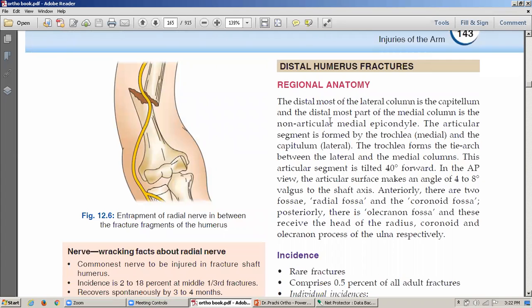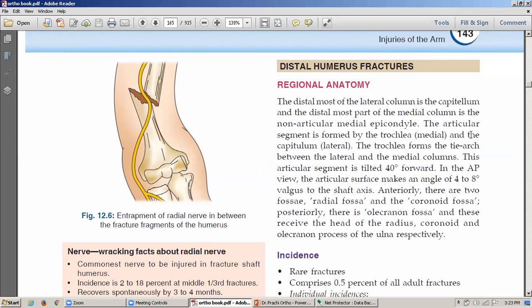Then distal humerus fractures. Firstly we saw the proximal humerus fracture, and now the second part, the distal humerus fracture. The regional anatomy shows that the distal-most part of the lateral column is the capitulum, and the distal-most part of the medial column is the non-articular medial epicondyle. The articular segment is formed by the trochlea medially and the capitulum laterally.